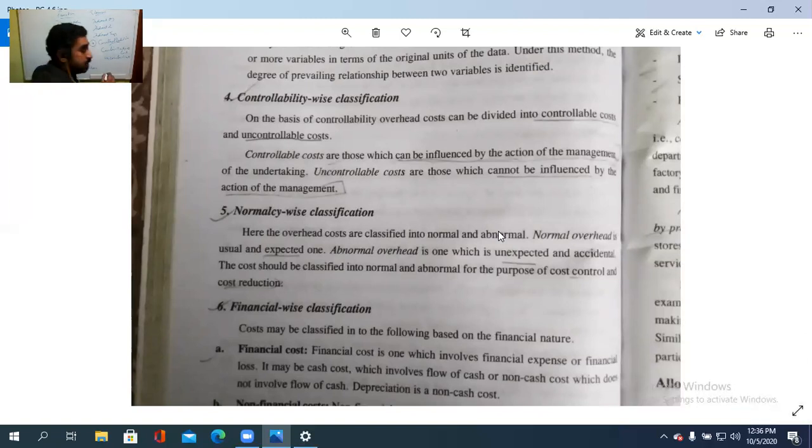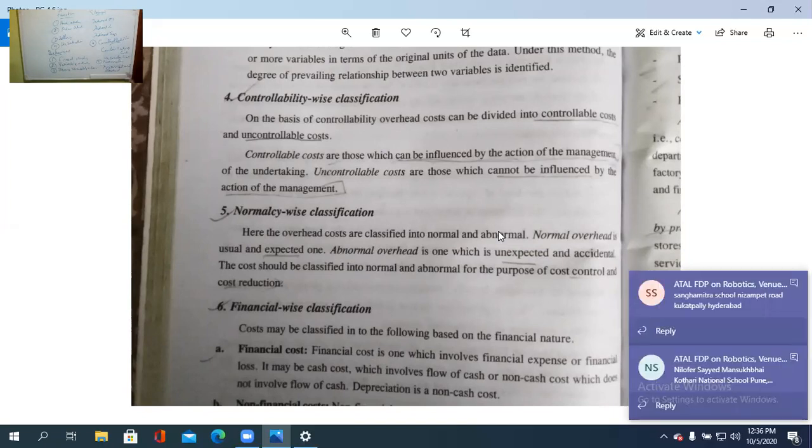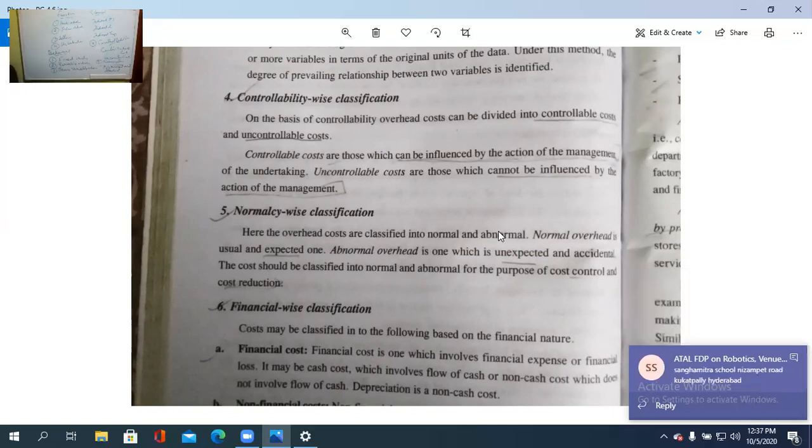Another one is normalcy wise classification. So it is normal and abnormal overheads. Normal overhead is the repetitive nature of overheads which are always occurring, while abnormal is once in a while occurring or incurring. That's abnormal overhead. So here the overhead costs are classified into normal and abnormal.